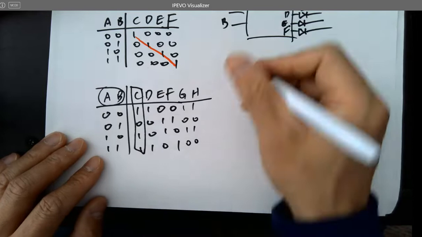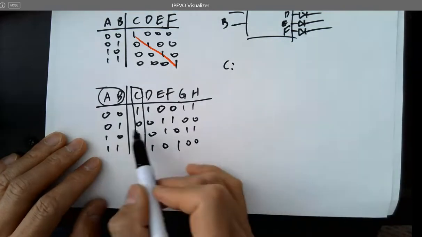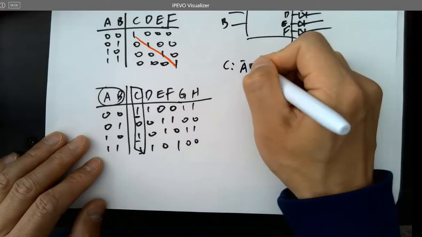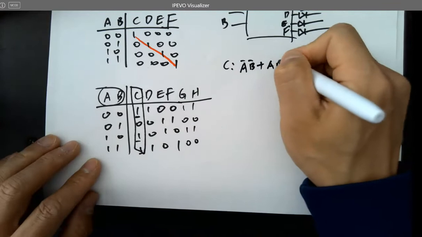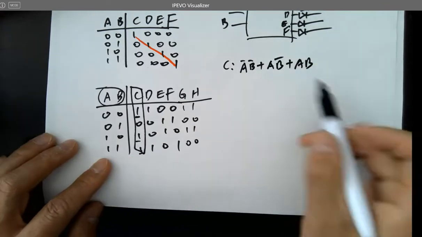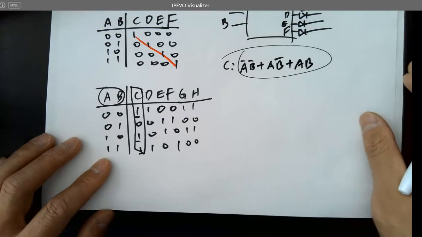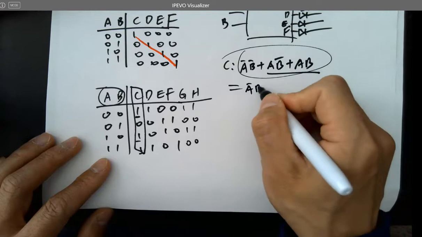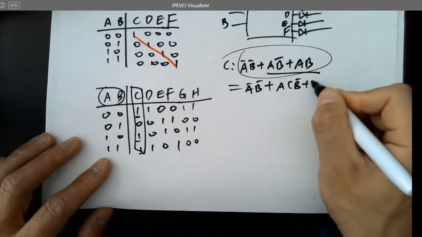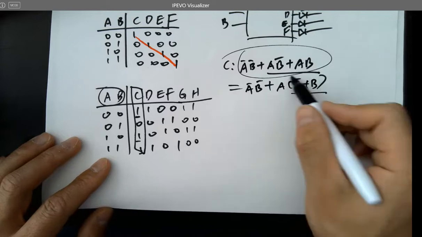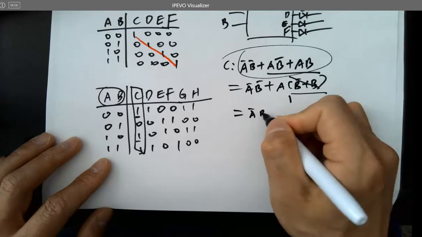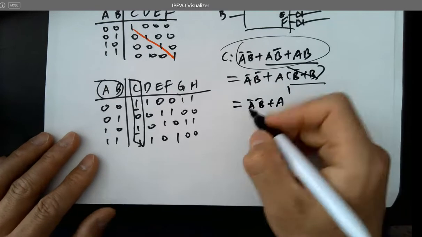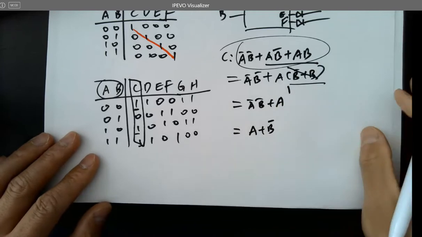So for the first one, the circuit to get C, what's the logic equation to use? I have to look at this one: A not B not, or A B not, or A B. That's it. We can simplify it: A not B not, or A B not, or A B. What is that? 1. So 1 and A is still A. A B not, or A is what? Yep. What did you get here?